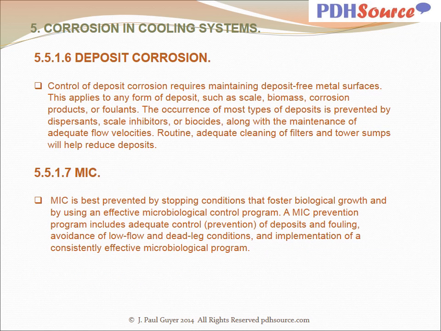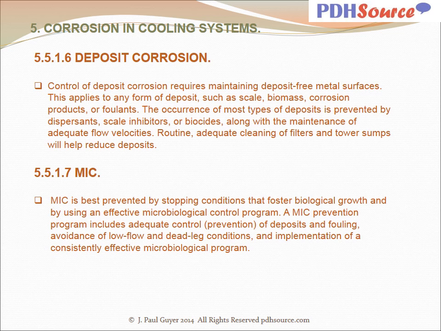For deposit corrosion, this requires maintaining deposit-free metal surfaces. It applies to any form of deposits such as scale, biomass, corrosion products, or foulants. The occurrence of these types of deposits is prevented by dispersants, scale inhibitors, or biocides, along with the maintenance of adequate flow velocities. Routine, adequate cleaning of filters and tower sumps will help reduce deposits.